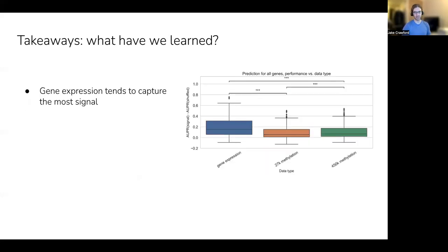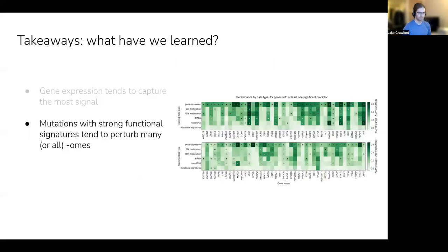We saw that gene expression tends to capture the most signal overall across the 280 genes. But we see that mutations that have strong functional signatures do tend to perturb many or all of the omes. So if you look at a strong pan-cancer driver, something like BRAF or P53, we can see that most of the data types or all of the data types can be used to train a good classifier. So the signal from those mutations gets propagated through almost all of the data types. And that was interesting to us.